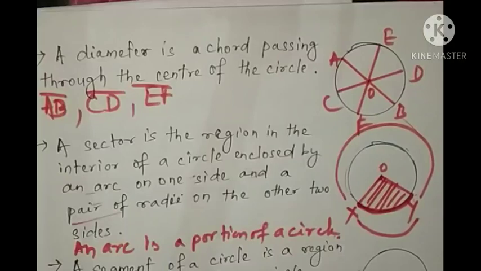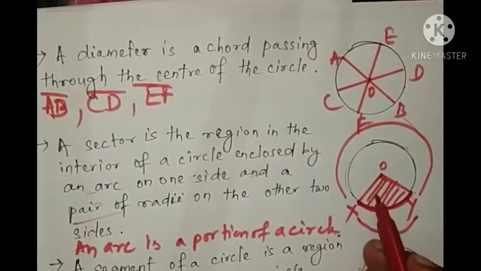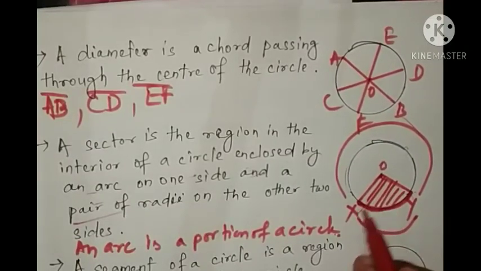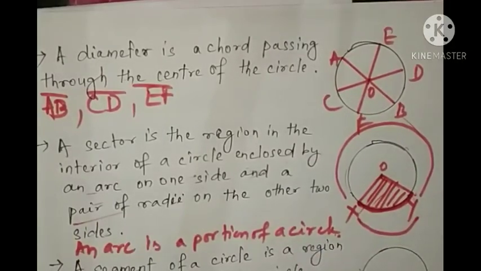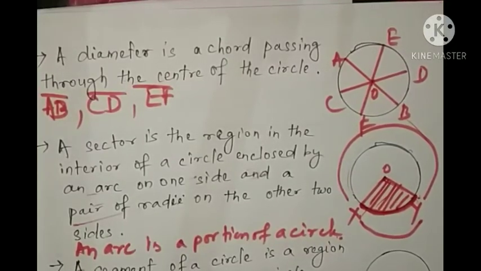So an arc is a portion of a circle, and a sector is the region which contains one arc and 2 radii. And this one also you can make a sector, like this. Okay, next.